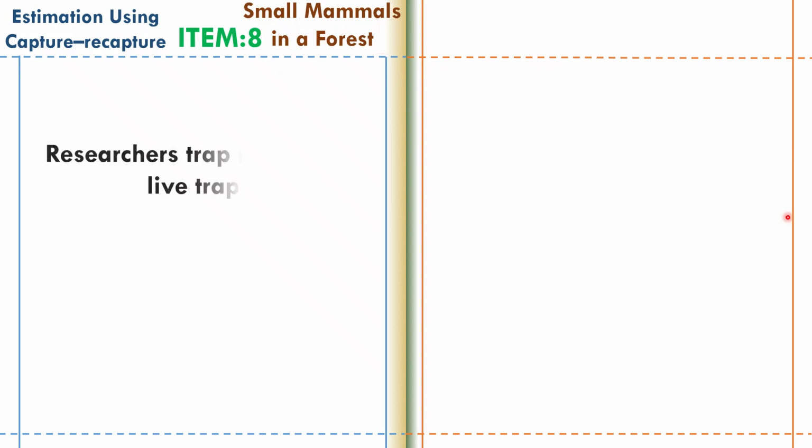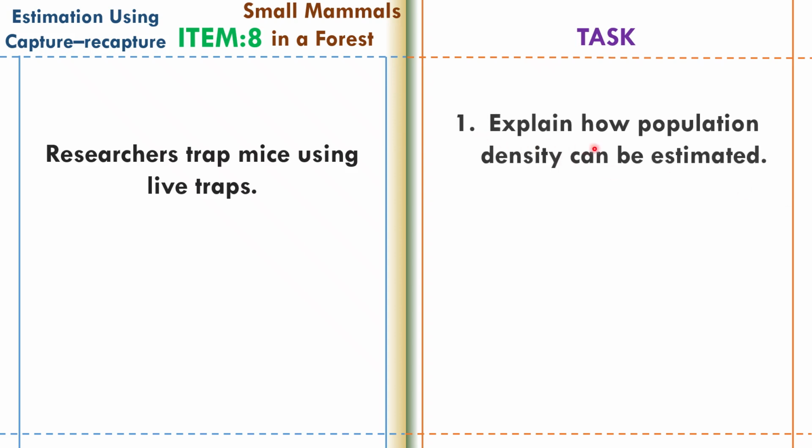Estimation using capture-recapture, item 8. Let's look at small mammals in a forest. Researchers trap mice using live traps. Task: explain how population density can be estimated. State 1 ethical consideration.